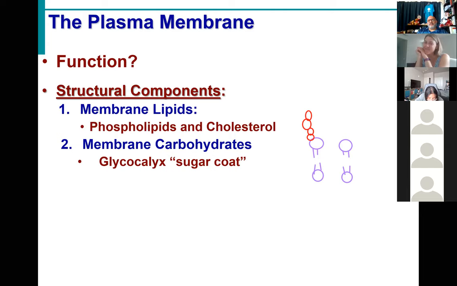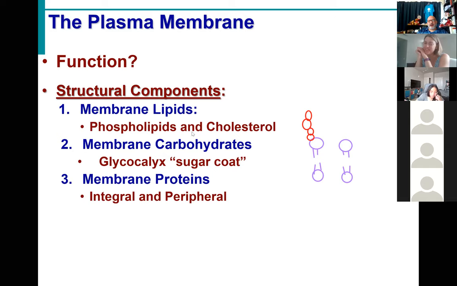Now, they're not the only things that allow us to recognize us and not us. Proteins play an important role in that as well. We can have some proteins. Let's make our proteins yellow because it's fun. Some proteins can indeed be on the outer surface and act as tags, those signals, those signs that let the cell know what is us and what is not us.